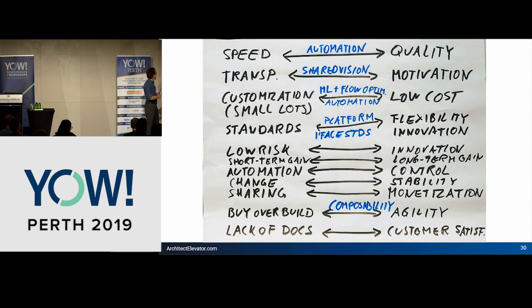Change and stability, sharing and monetization, right? For a long time it was believed that if you share openly, you cannot sell it because everybody has it right there. Now, we have open source, professional open source is one example, and a lot of my book material is another example, right?